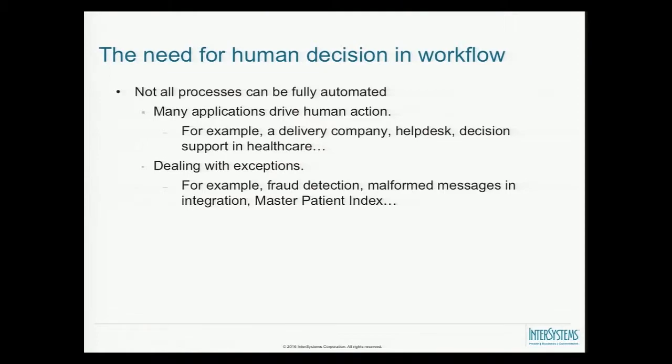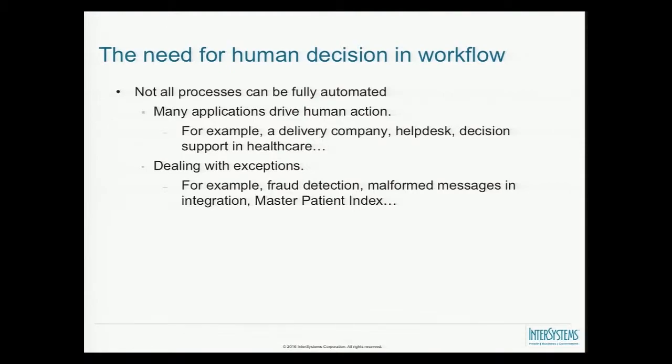Another example of exceptional behavior is this area called master patient index, which I'm going to describe in a few minutes, where you do need data quality people to go in order to make decisions on whether records should be linked or not.